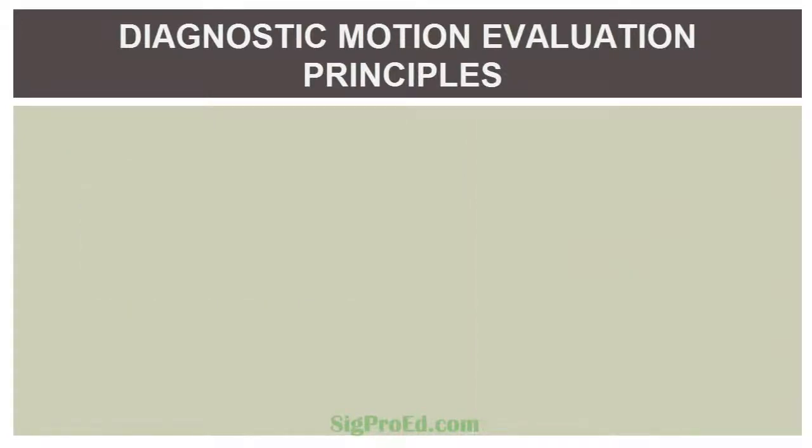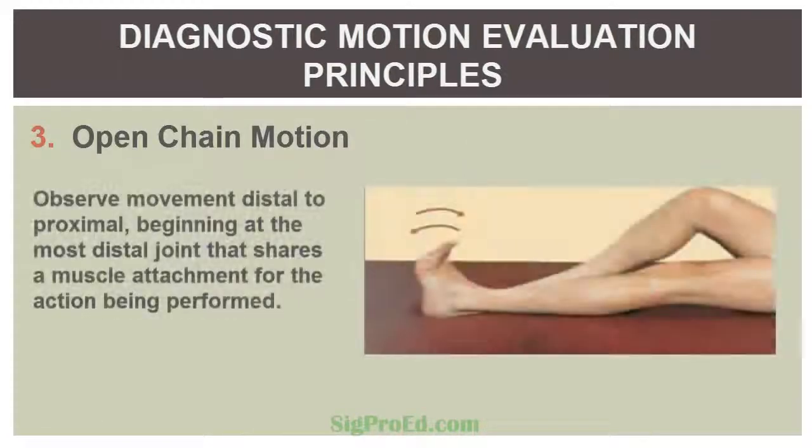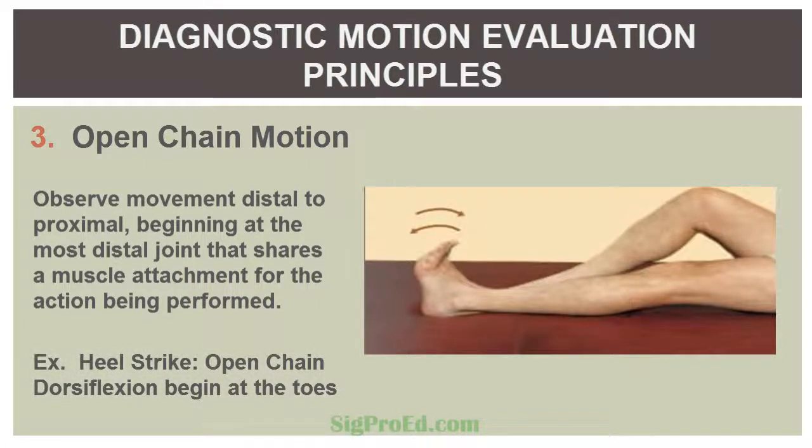The second principle is when we're looking at open and closed chain motion. Because when we look at open and closed chain motion, our observation and our palpation will occur at different locations. For open chain motion, the observation of the motion will be distal to proximal, meaning that you will begin your observation at the most distal joints that share muscle attachments for the action being performed. So in this picture, we're looking at dorsiflexion, and this is open chain dorsiflexion, and the motion is occurring typically, we believe, at the ankle.